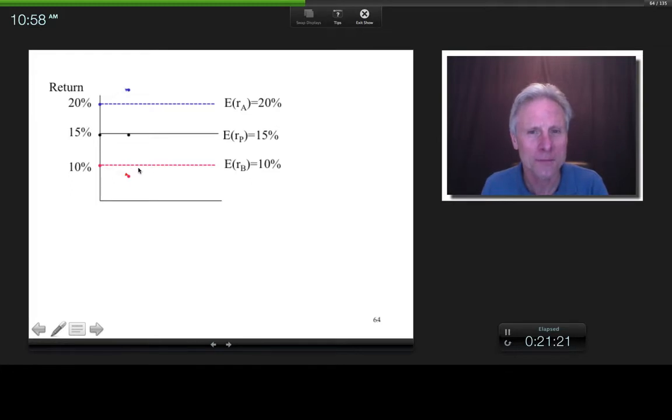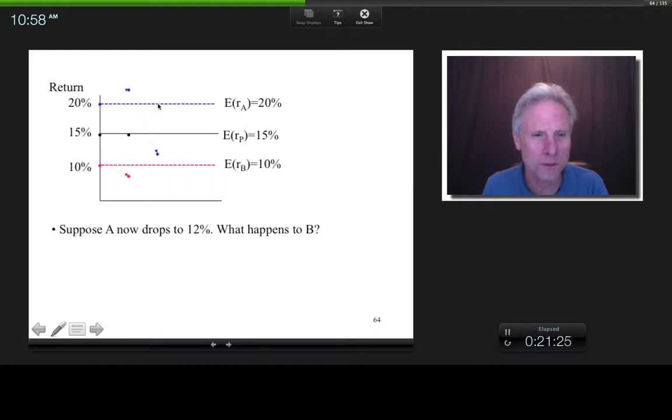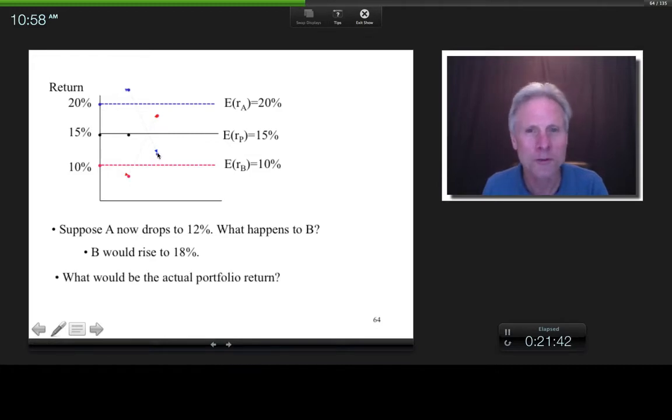All right. Suppose A now drops all the way down to, say, 12%. So what is that? That's 8% less than expected. Then what would happen to B? Well, B would be 8% higher than expected. So in other words, 18. So I have half my money making 18, half my money making 12. What would be my actual portfolio return? Be 15%, right?